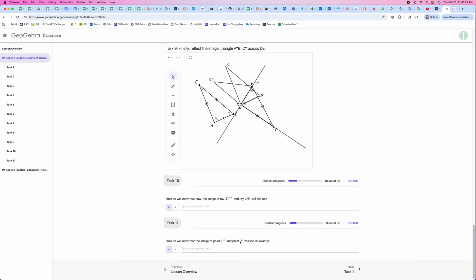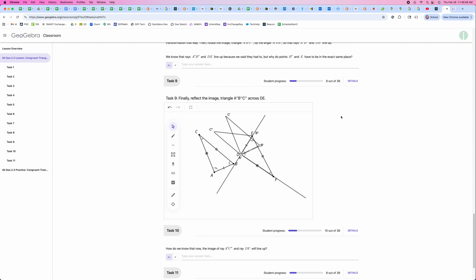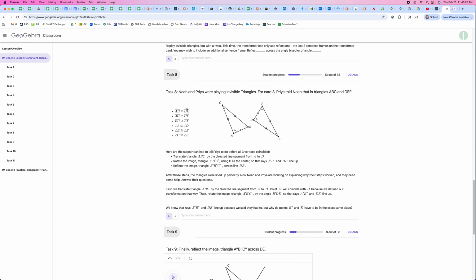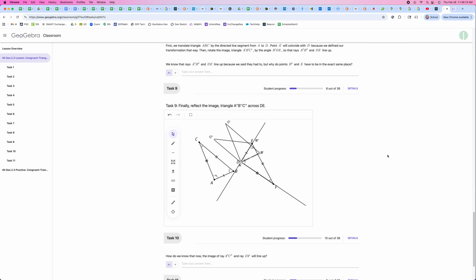Okay, so now the last question is, how do we know that point C triple prime and F will line up exactly? How do I know that when we reflect this, C is going to land perfectly on F and not a little bit further out on the ray, or maybe not reach quite as far? Well, if we think about it, didn't we use this information up here to answer our questions before? So let's see, what piece is this?